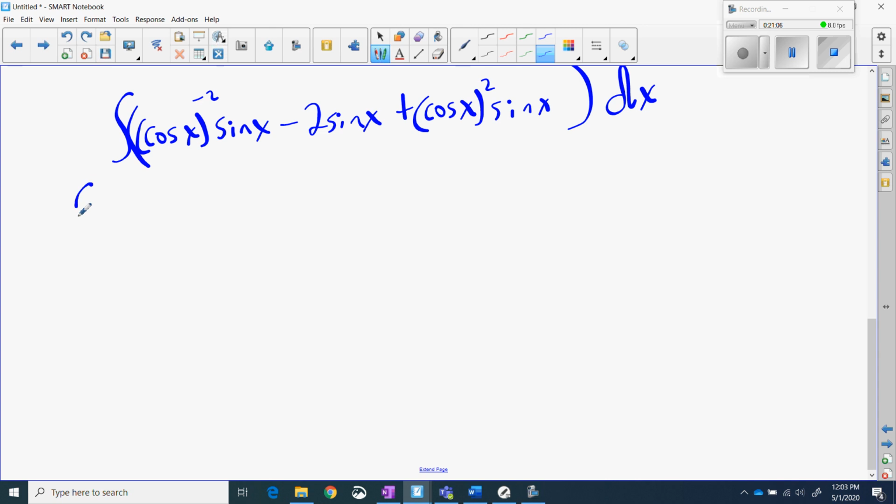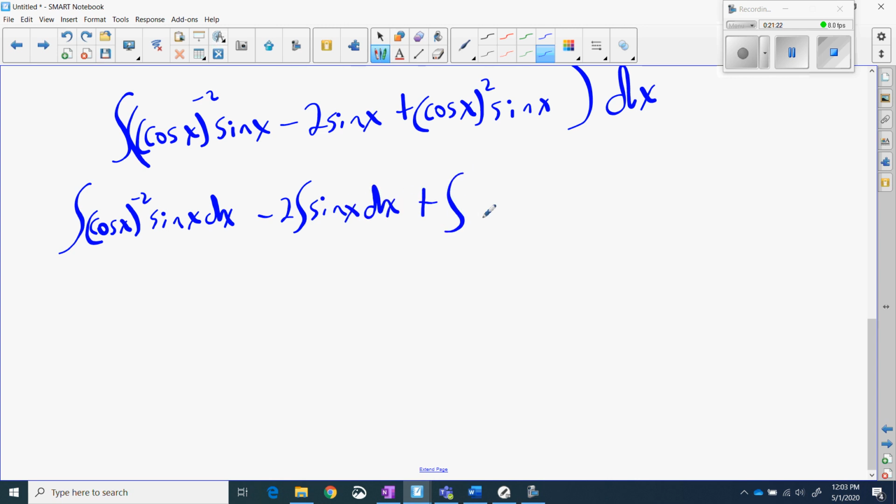is the integral of cos x to the minus 2 times sine x dx, minus 2 times the integral of sine x dx, plus the integral of cosine of x squared sine x dx. Now we're going to anti-differentiate or integrate each of these three, and we're going to add one to your exponent. Oh, wait a second.